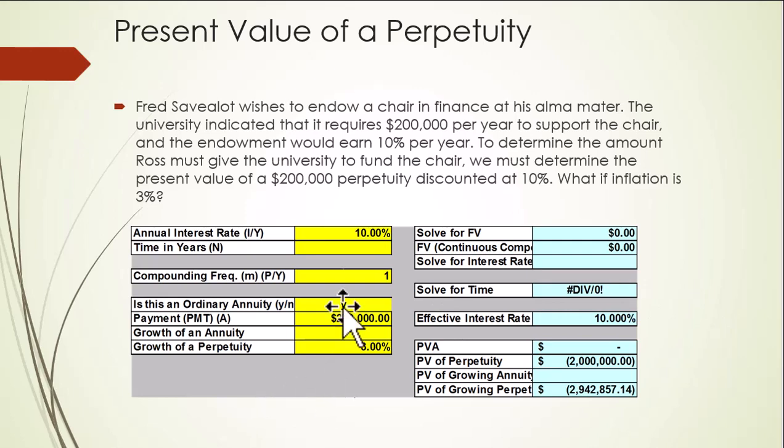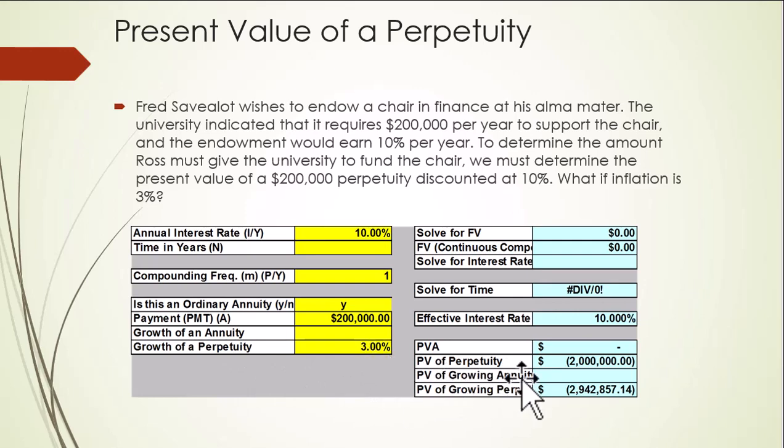So, what data do we need? Well, we know 10% is interest. Time, we don't know time because time is infinite here. So you don't need that. Again, it's not part of the formula, so we don't have to worry about it. It really doesn't influence this formula. Payments, $200,000. So they're going to receive $200,000. And we had a 3% growth of perpetuity here.